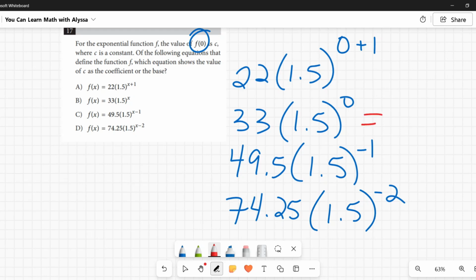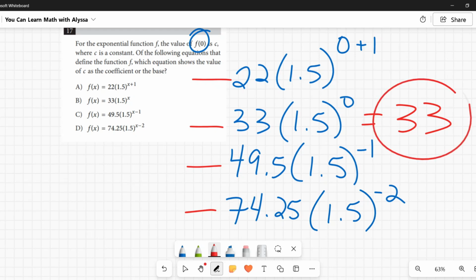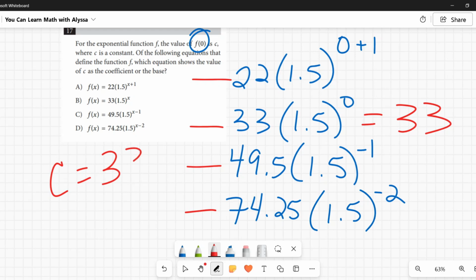33 times 1 is 33. I don't need my calculator. Save myself a little time. And I already know now it says that all of these, when you put 0 in, you get the same constant, c. This is c. C being what you get when you plug in 0 and you do the math. So now, okay, we know c is our constant. C is 33. So what is the question?